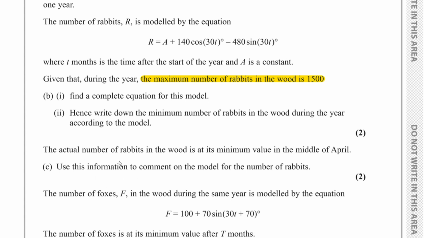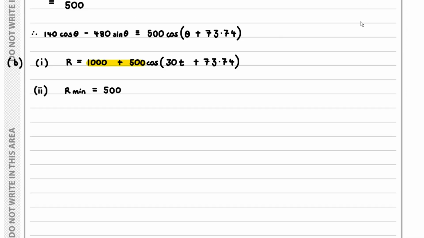The actual number of rabbits in the wood is at its minimum value in the middle of April. Part C, use this information to comment on the model for the number of rabbits. Well, if t months is the time after the start of the year, and we are considering the value in the middle of April, that means we have to consider t equaling 3.5.